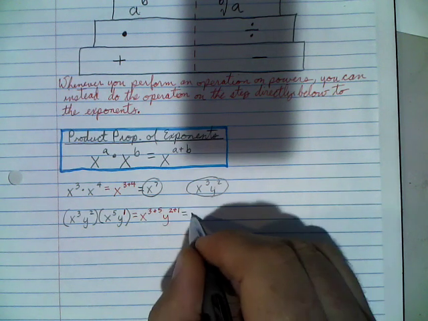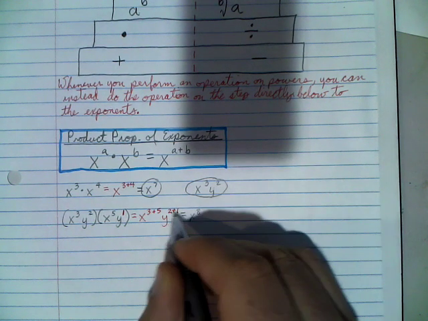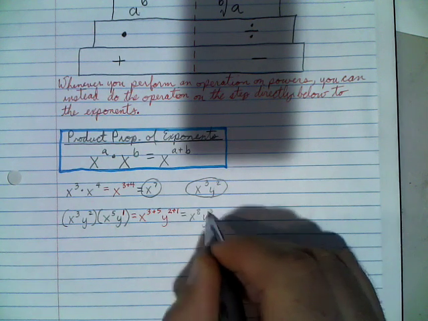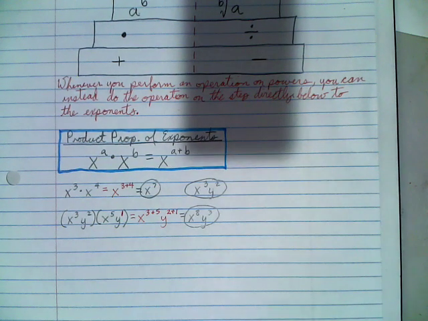So 3 plus 5 gives me x to the 8th. 2 plus 1 gives me y cubed. X to the 8th power, y cubed.